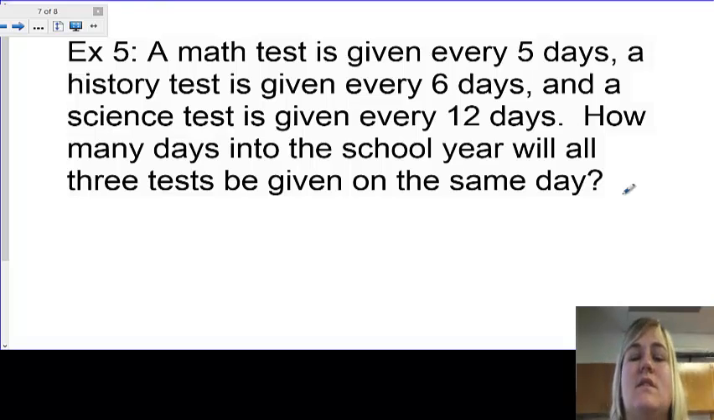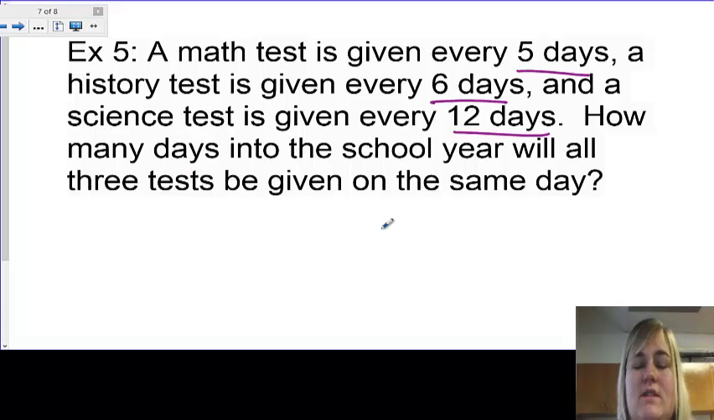Okay, it says a math test is given every 5 days, a history test is given every 6 days, and a science test is given every 12 days. How many days into the school year will all 3 tests be given on the same day?